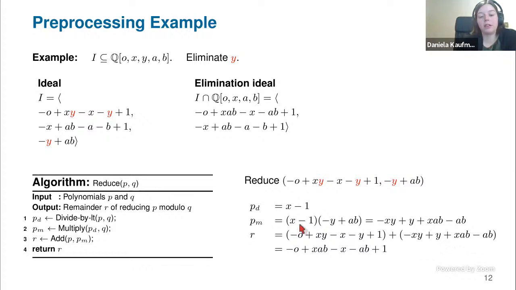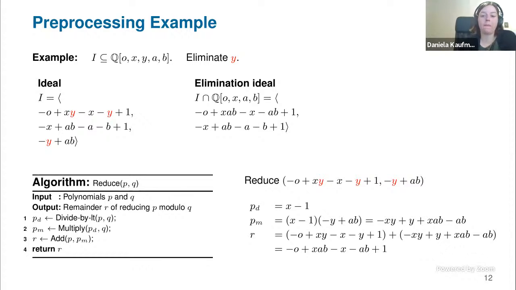We multiply this quotient now by our polynomial q to get this result and add it to p to get the final result. And this polynomial will then be added to the Gröbner basis and the other two will be removed. And when you compare it to the previous slide, you see that that exactly is the elimination ideal as we had it previously.